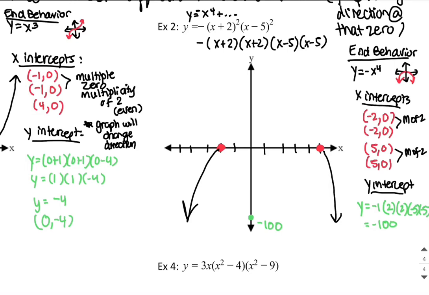I have a multiplicity of 2 for (-2, 0), which means I'm going to change direction. So I'm not going to keep going straight through. I'm going to go the other way. So I was going upwards, now I'm going downwards, which makes sense because I have to hit that point, -100.